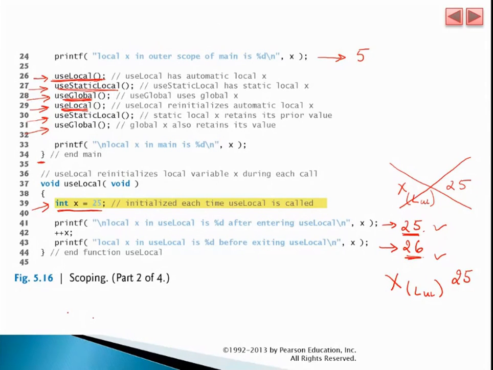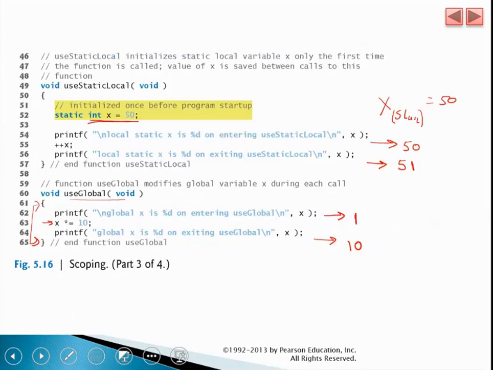In the second call, the same value will get printed. So let me write here about the second call. In the first call we get 25, 26. In the second call also we get 25 and 26. Now let's call use static again.